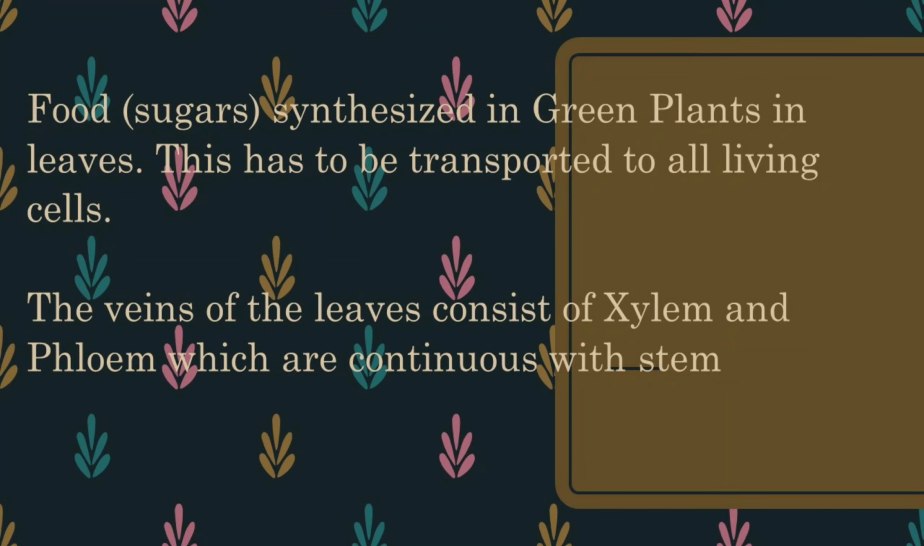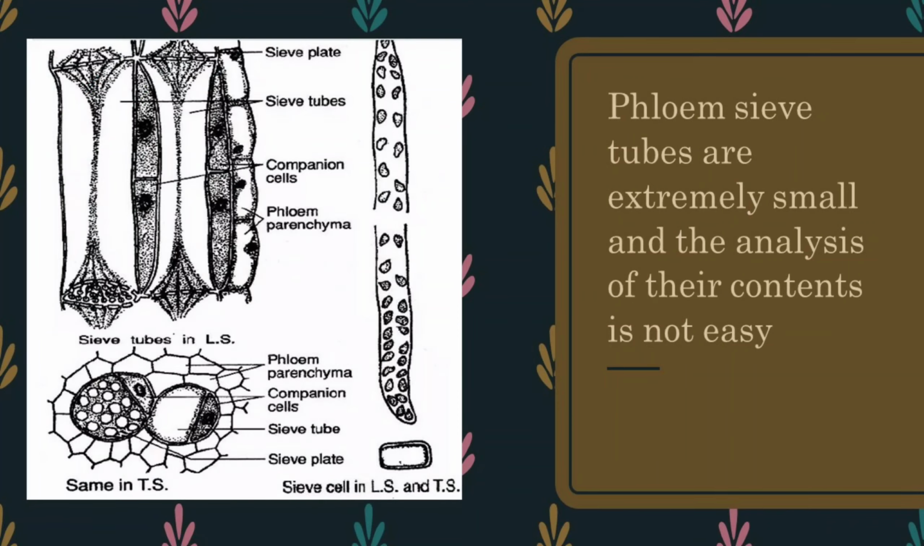The food materials are synthesized in the leaves of green plants. Particularly, they are sugars. These sugars have to be transported to all living cells. In the leaves, we will see the veins and veinlets. The veins of the leaves consist of xylem and phloem, which are continuous with the xylem and phloem of the stem.